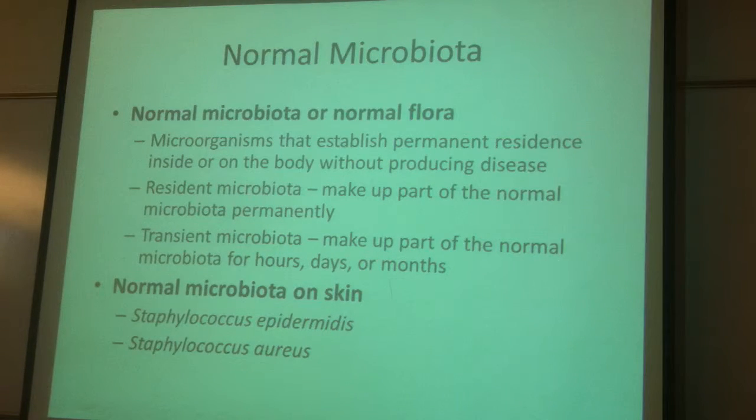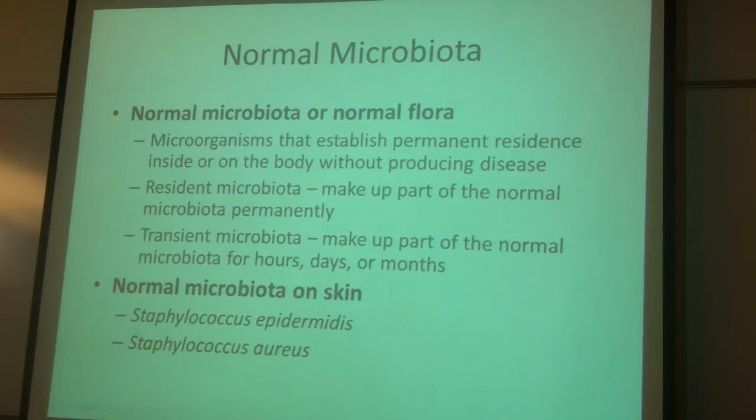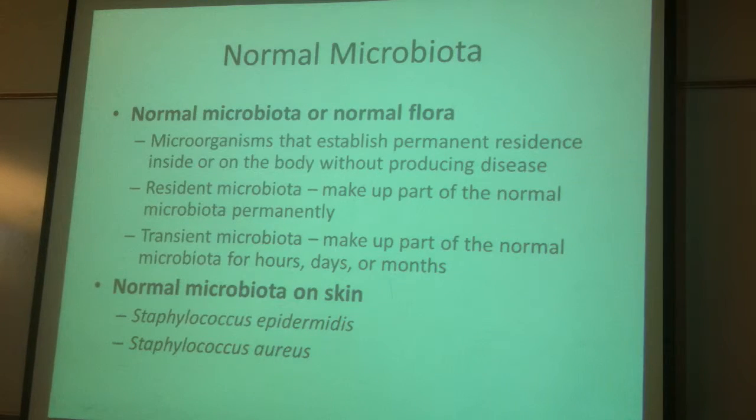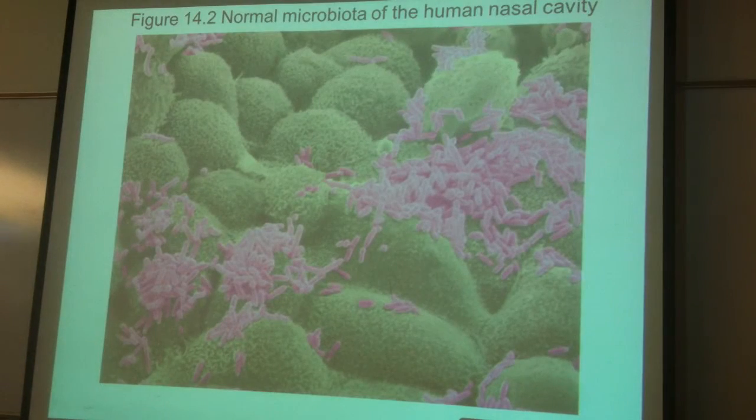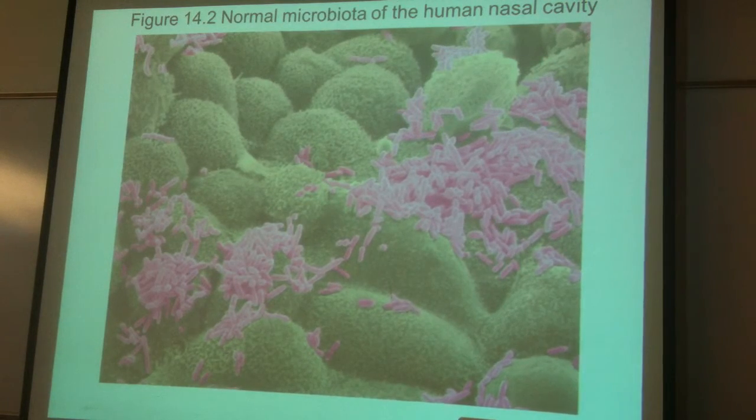Normally we have a lot of microbiota and flora that are in our body. They do not produce disease. These are called resident microbiota. Transient microbiota are the ones that make up part of our normal microbiota, but they're not there permanently. They're only there for days, weeks, months. Just a couple examples of some of the normal microbiota on our skin: Staphylococcus epidermidis or Staphylococcus aureus. Example of what the normal microbiota in the human nasal cavity looks like.